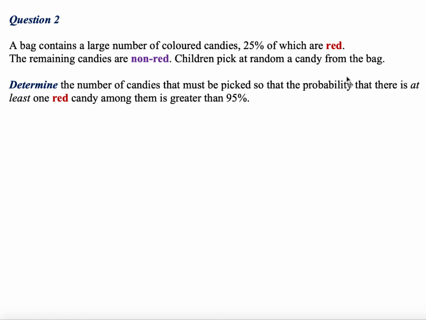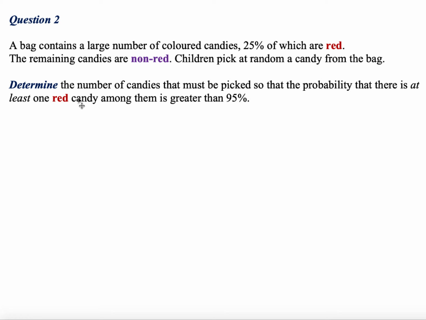Okay, a second example that is often asked, a bit more unfamiliar. So let's talk about a bag that contains a large number of colored candies, where we know 25% of those candies are red. So the remaining candies in the bag are non-red. We don't really care about the color. We've got sort of R versus R prime here in terms of the complementary colors to the red that are in there. So children start to pick at random candy from the bag.